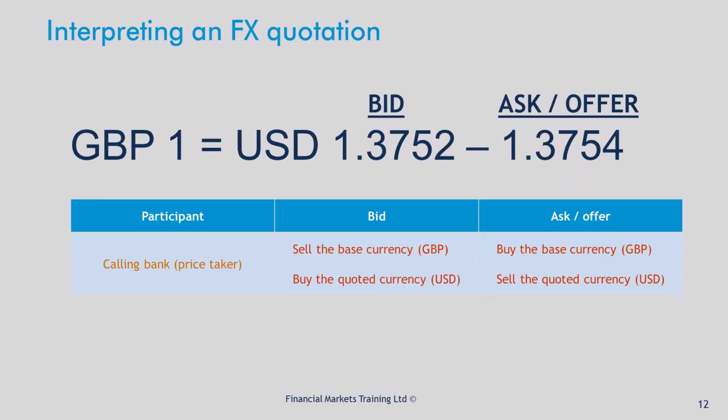For a round-trip transaction, a calling bank customer, where they simultaneously buy and sell the base currency, would therefore result in a 2 pip loss. This is the mirror of the profit made by the market maker.